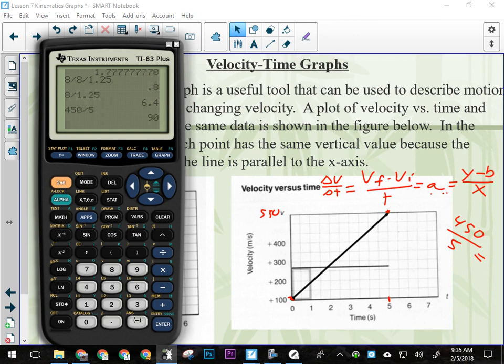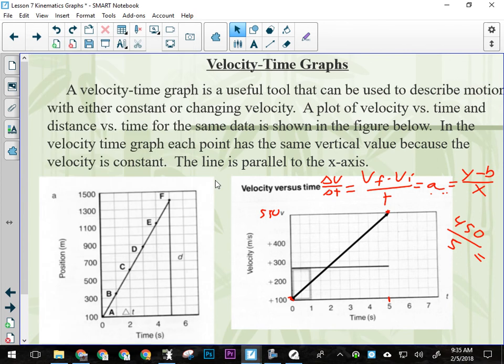Okay, that's a pretty big acceleration. 10 Gs, or almost 10 Gs. You'd probably black out if you endured that for very long, like more than a couple of seconds. It would be very uncomfortable. If you've ever seen the guys who do the G-force things, where they spin them around really fast and then they black out, that's what that would be like. Okay. All right, questions on that so far, on the velocity versus time?